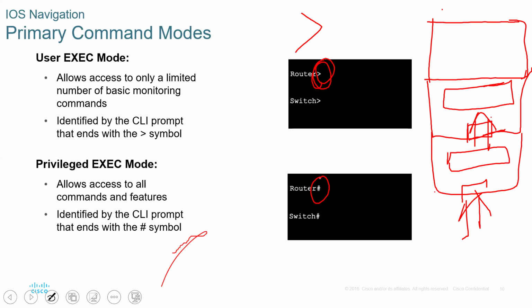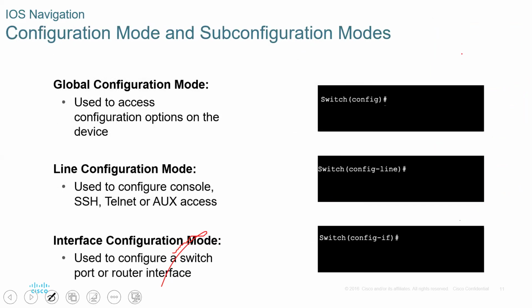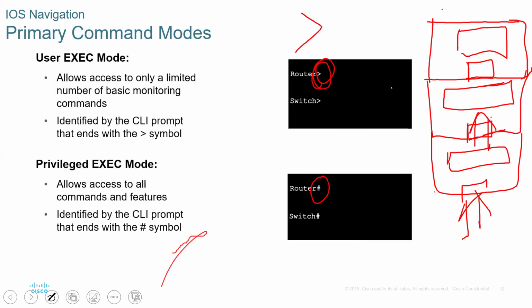After that, you will have another room, another parlor, which is what we call the global configuration mode. This global configuration mode is used to access configuration options on the device. You will see there is a config and then a hash. These are the three major modes. You have the user mode, which is like the waiting room, the privileged executive mode, which is like the first parlor, and the global configuration mode, which is the inner room parlor.